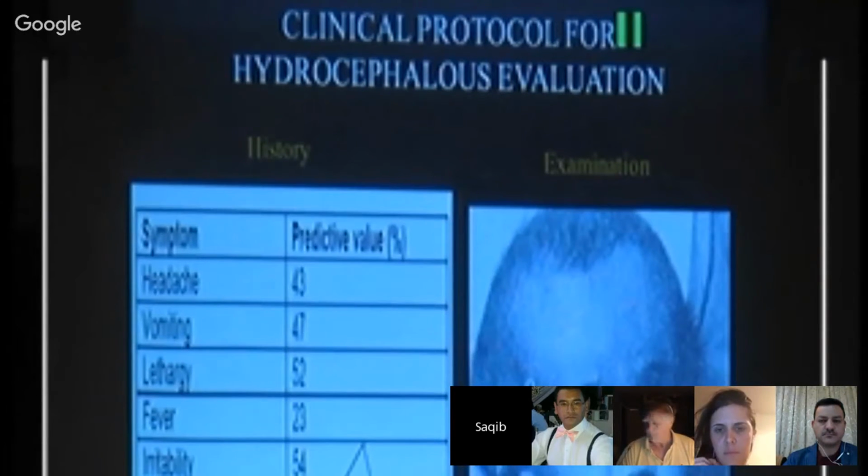If the shunt is in place, do not forget to palpate the reservoir. And if possible, in patients who are thin and lean, you can also palpate the track of the shunt. If it's fractured or disconnected, you may be able to identify that.